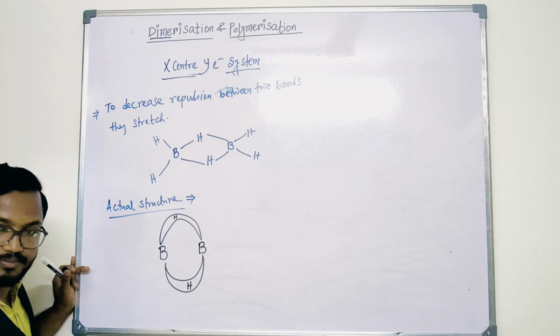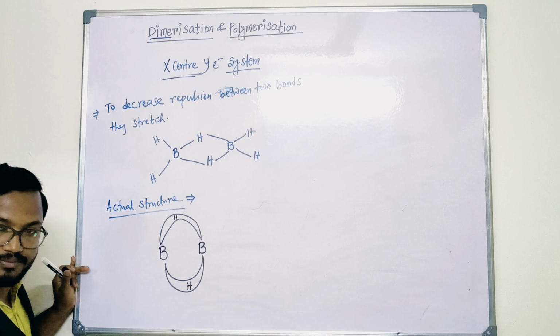This is a 2 center, 2 electron system. Regarding hybridization, 3 atoms are there, so the hybridization is sp2. What is the atomic number of beryllium? 4. So we can write 1s2, 2s2. In the excited state, its p is vacant.